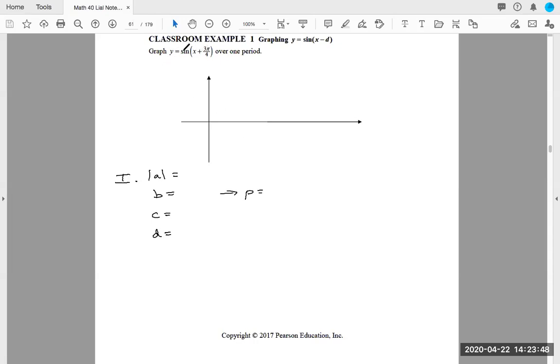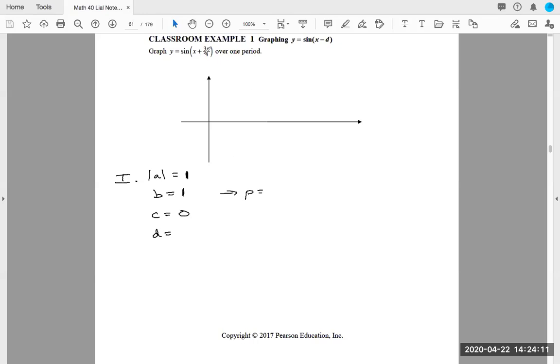So basically, look at this part here. For A, that's the part that's in front of sine. If you see nothing, it's a 1. For B, that's the part that's in front of X. That's going to be a 1. For C, there's nothing added outside of the argument of sine, so it's 0.